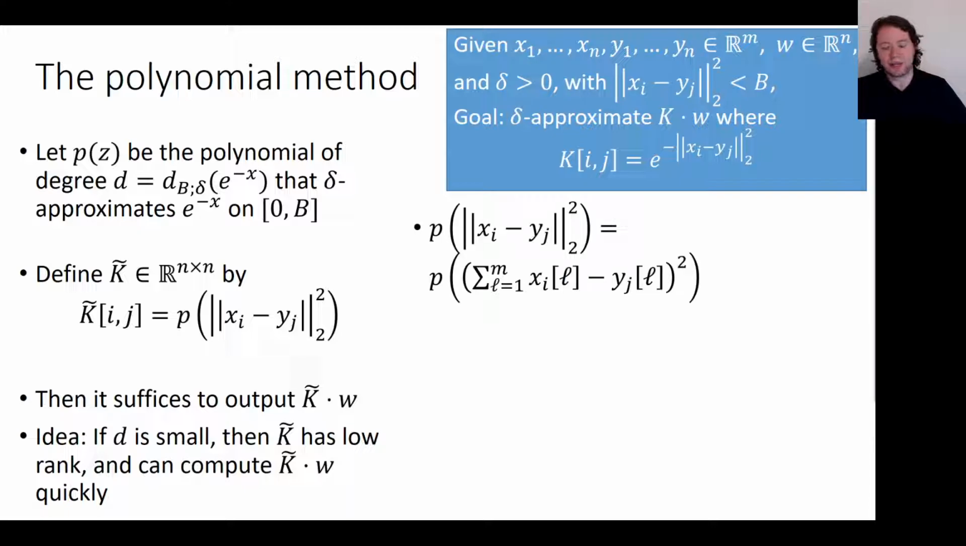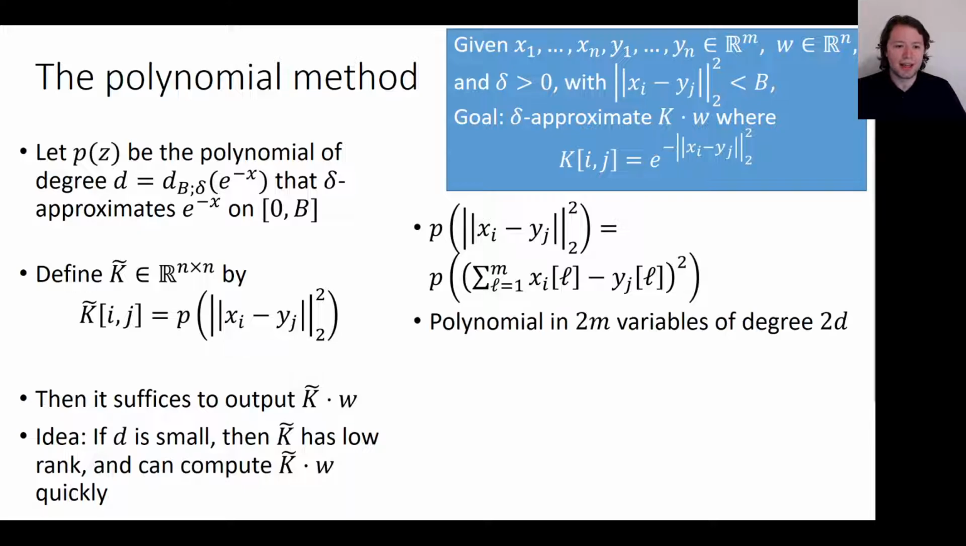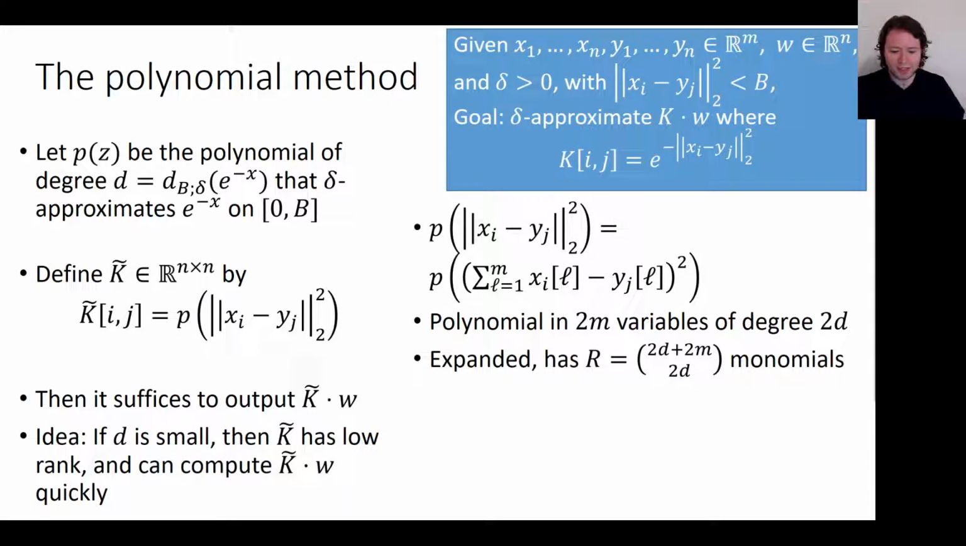So first of all, we can write out what p evaluated at the distance squared means. It's exactly this. The distance squared between 2 points is actually this nice degree 2 polynomial. So in particular, this is a polynomial in 2m variables, like the m x variables and the m y variables, and of degree 2d, because p has degree d, and we're plugging a degree 2 polynomial into it. So when you expand this out, it's a simple combinatorial argument that this has (2d+2m choose 2d) monomials. I'm going to call this r. So it has r monomials given by this binomial coefficient.